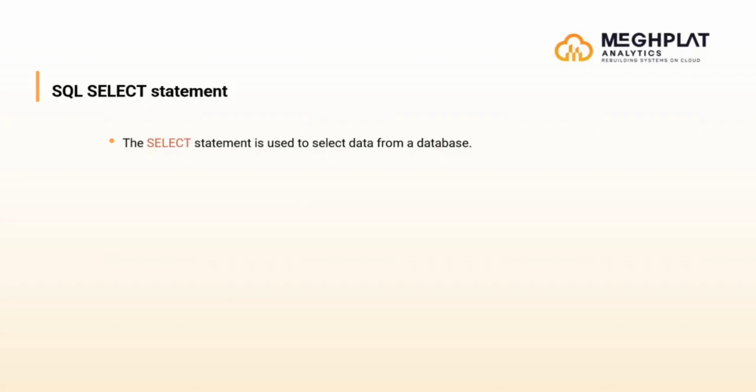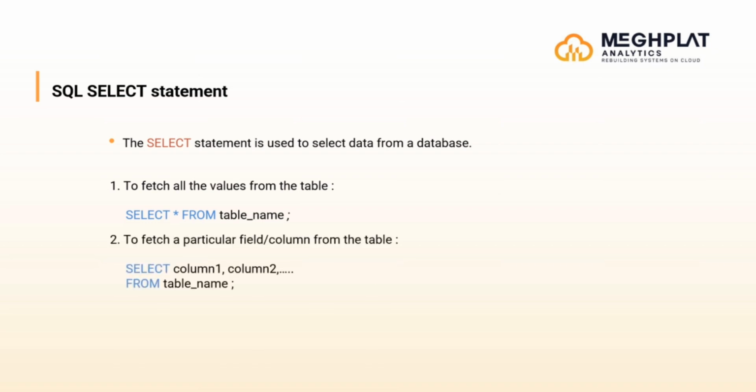We have SQL select statements. The select statement is used to select data from a database. So to fetch all the values from the table, select star from table name is the command. To fetch a particular field or column from the table, the command we use is select, then the column which we need to fetch, then from which table we need to fetch.